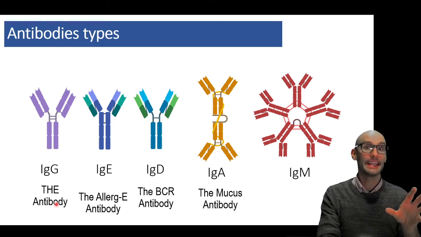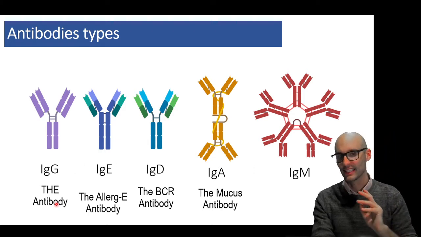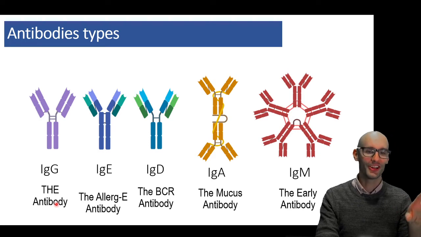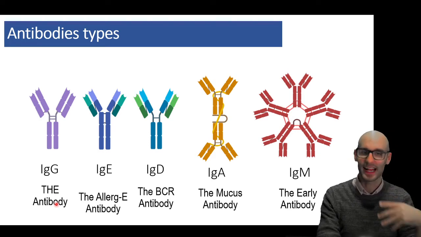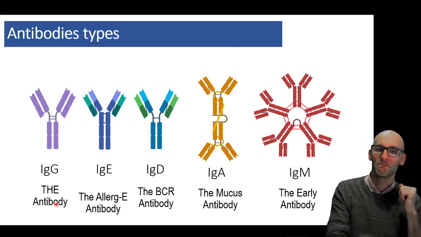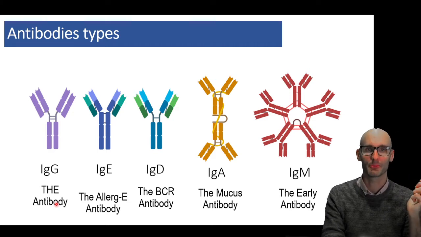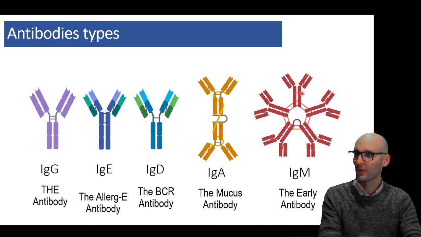And then there's IgM. Now, IgM is a lot like IgG, except it's first. It's early. It's our early antibody, and it floats around the blood, and it does that agglutination, the precipitation, all that kind of stuff. It's especially good at agglutination and precipitation because of all of those binding domains, all attached to the one molecule.